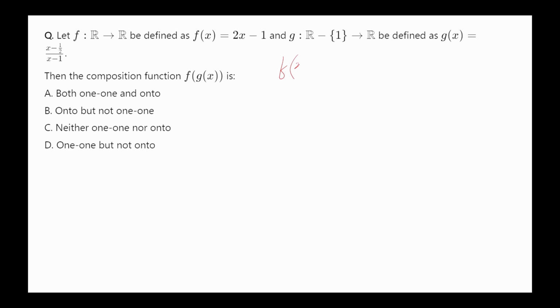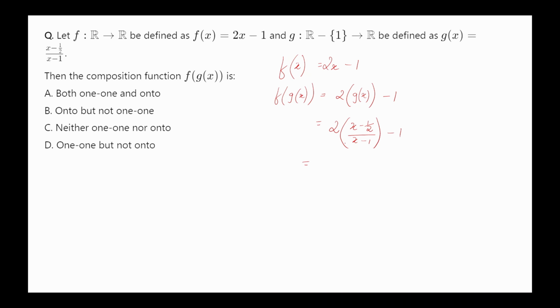So I hope you all know, if f of x is 2x minus 1, then f of g of x, can't I write it as 2 times g of x minus 1? Basically, instead of x, I have to replace g of x. So now instead of g of x, I'll simply replace the value of g of x. It would be x minus half upon x minus 1. This is what my f of g of x becomes basically.